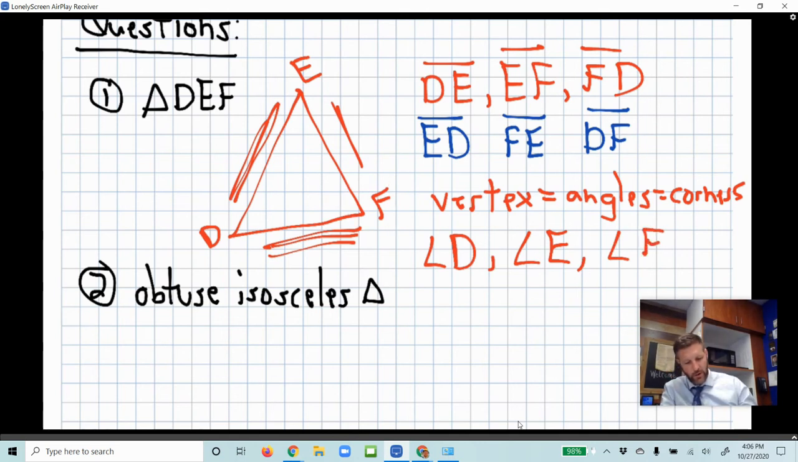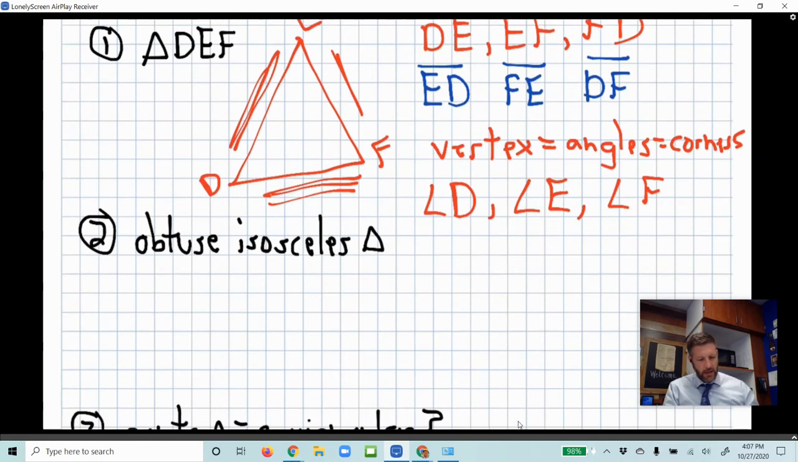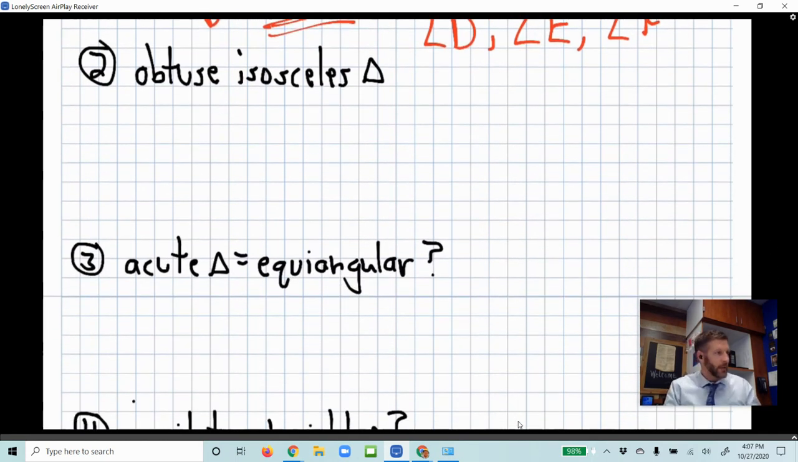So just so when you're having to name sides and angles, this question is just getting you warmed up for how to identify them, whether it's a side or an angle. Okay, so now we get into just some classification questions.